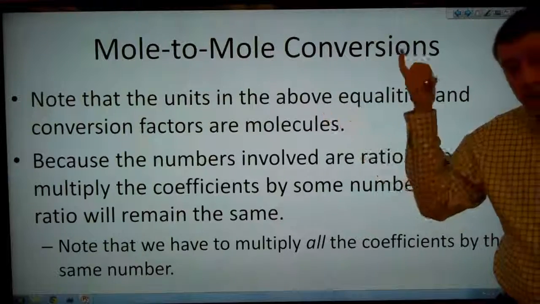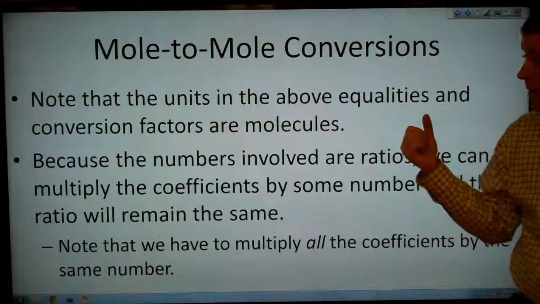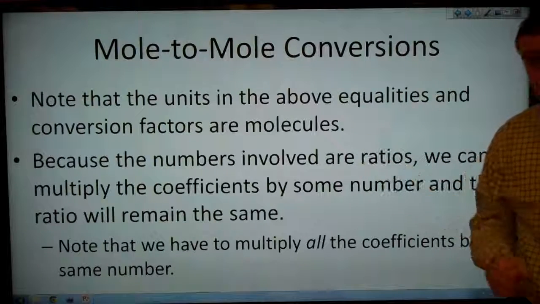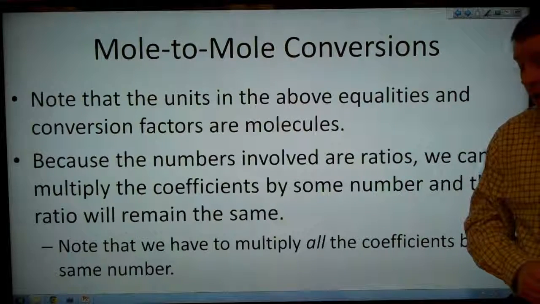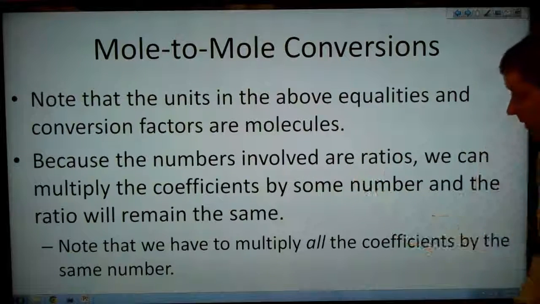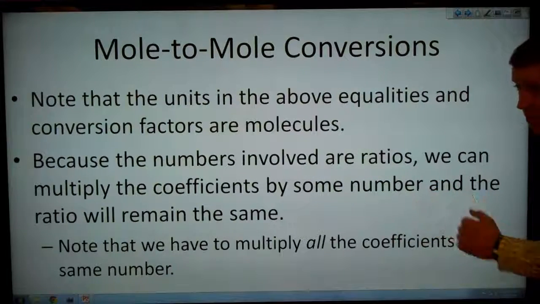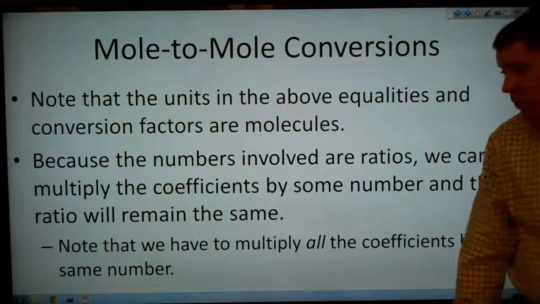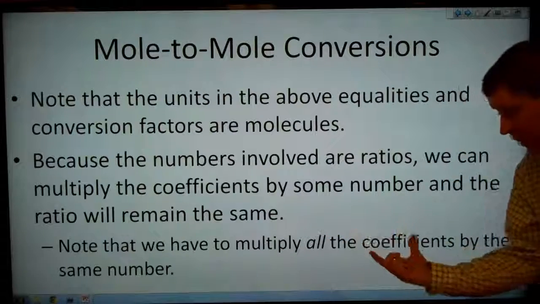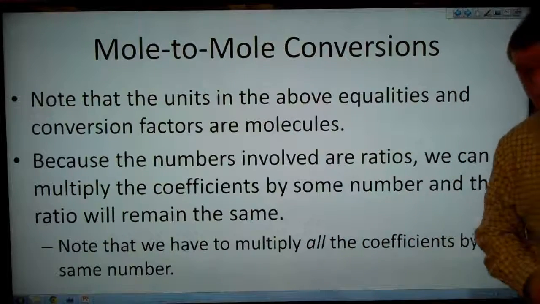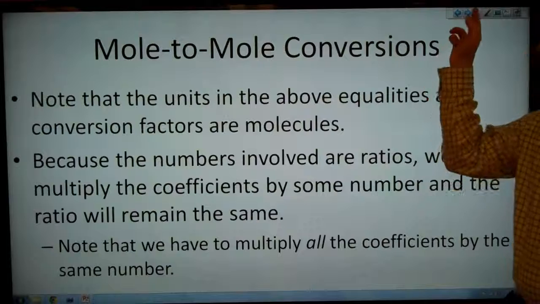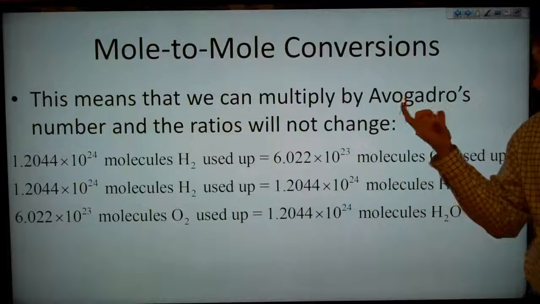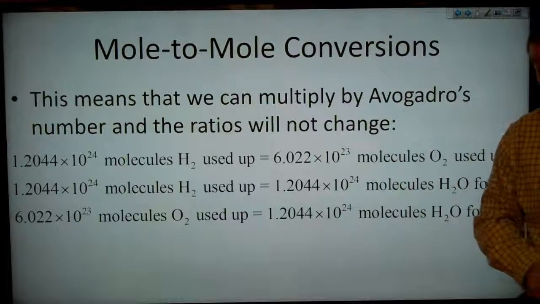Note that the units in the above equalities and conversion factors are molecules, not moles. Now, because the numbers involved are ratios, we can multiply the coefficients by any number we pick, and the ratios will remain the same. Note that we have to multiply all of our coefficients by that same number, otherwise we will change the ratio. This means that we can multiply by Avogadro's number, and the ratios won't change.